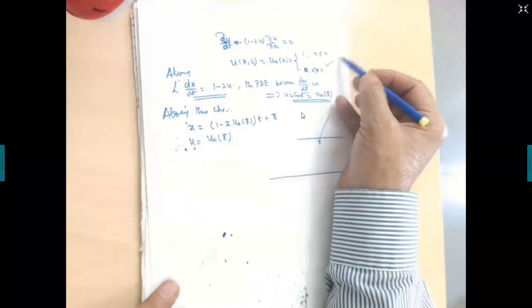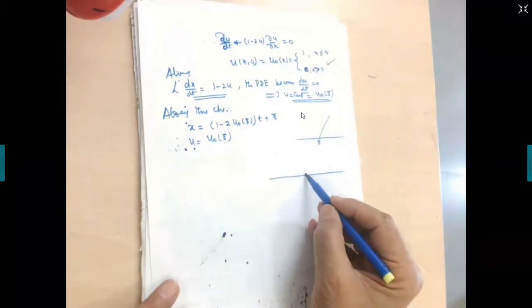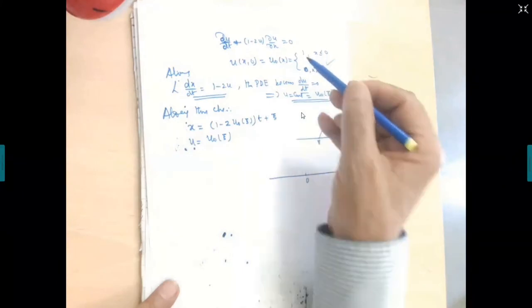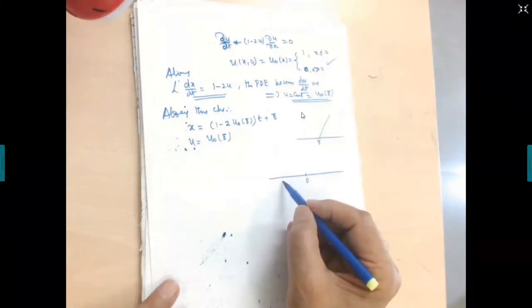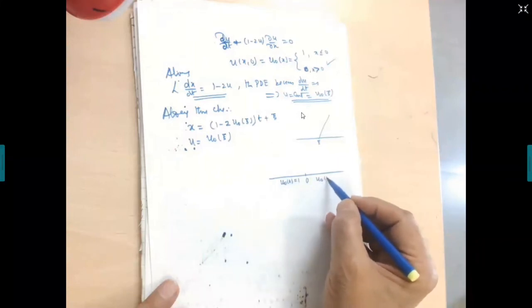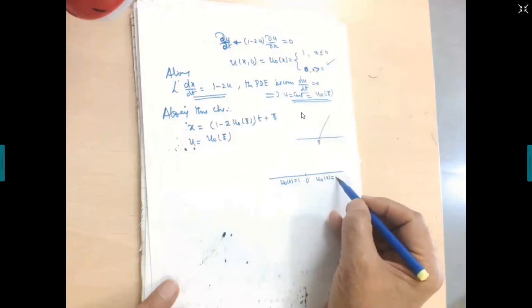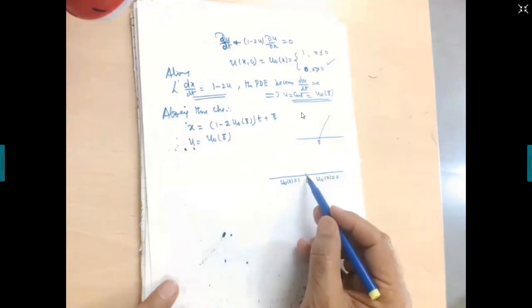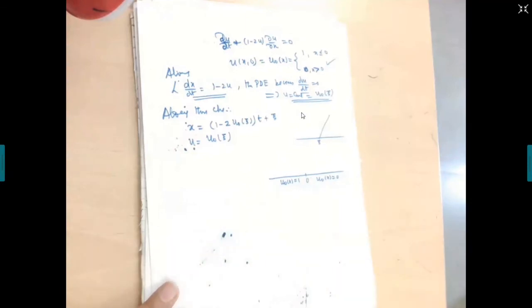This is your initial data. This is your 0. On the left of this, u naught of x is given to be 1. On the right, u naught of x is given to be 0. So what are the characteristics emanating from this point 0?